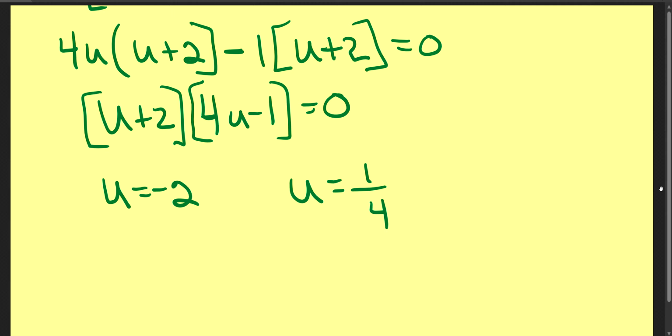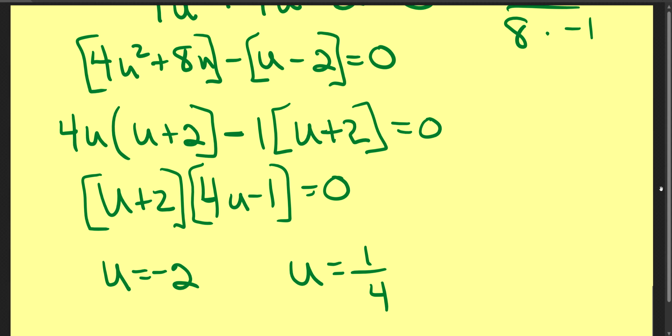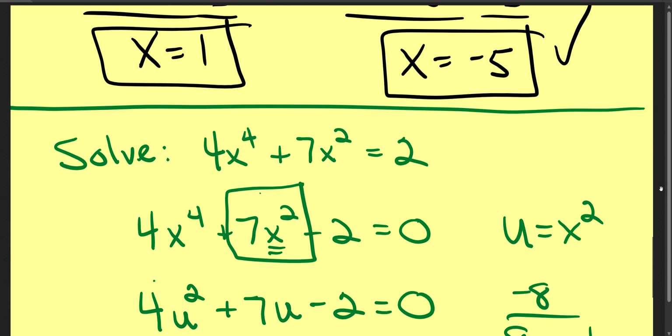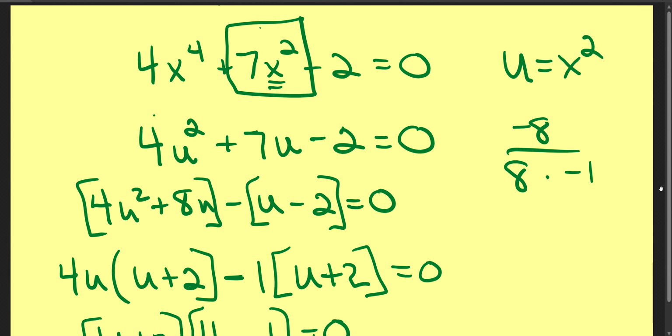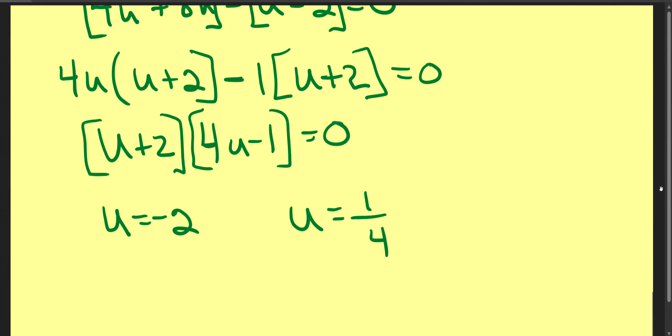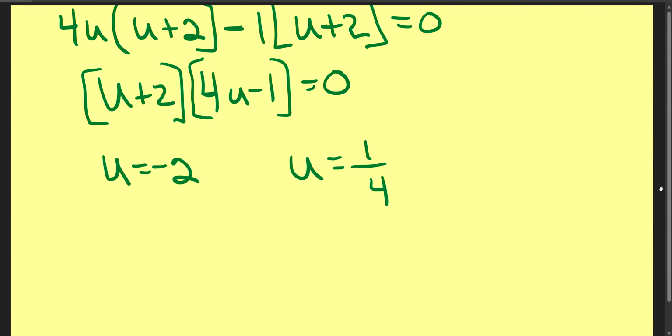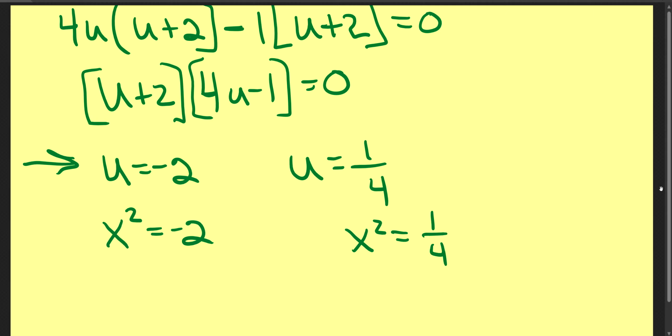However, we're not solving for u, we're solving for a different variable called x. So now I've got to replace the u with x squared to reach my final answer. So this would be x squared equals negative 2, and this one, x squared equals 1 over 4. And now we'll solve for x.